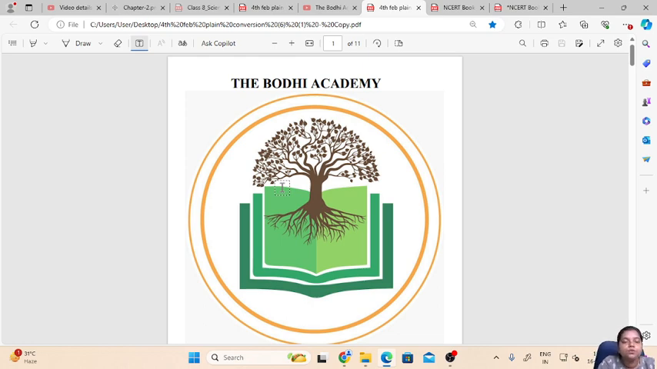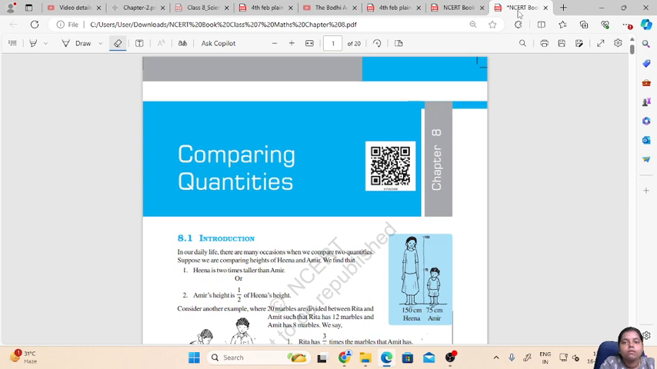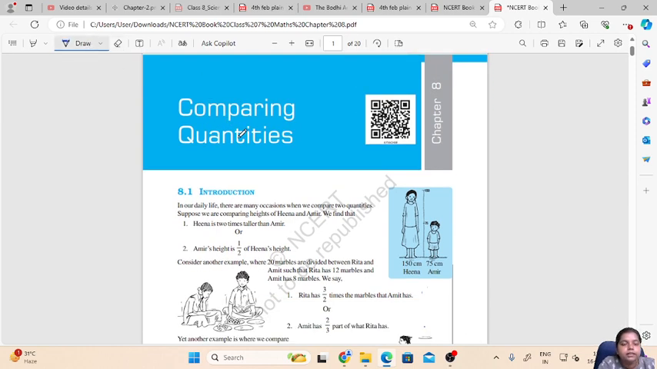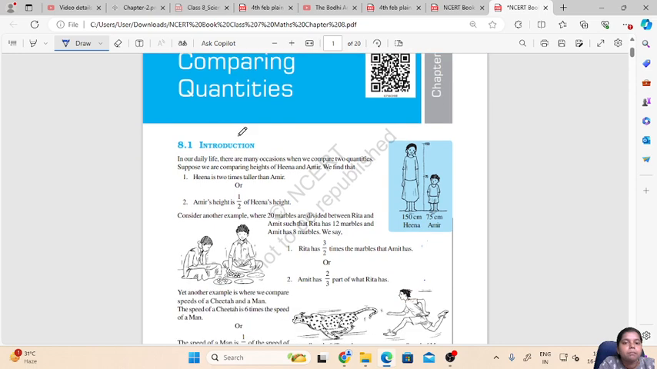In today's video, we are going to start a new chapter from the 7th standard mathematics NCERT textbook, that is chapter number 8, Comparing Quantities. We'll start with the introduction in today's video. So let's see. This is chapter number 8, and the name of the chapter is Comparing Quantities.